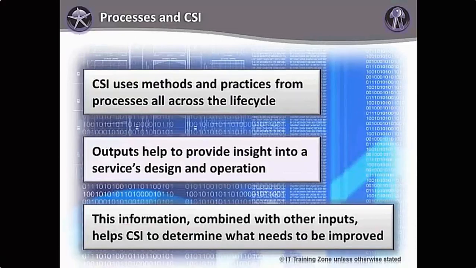Continual service improvement makes extensive use of methods and practices found in ITIL processes throughout the service lifecycle. The use of their outputs in the form of flows, matrices, statistics, or analysis reports provide valuable insight into a service's design and operation. This information, combined with new business requirements, technology specifications, IT capabilities, budgets, trends, and possibly legislation, is vital to continual service improvement. This is because it determines what needs to be improved.